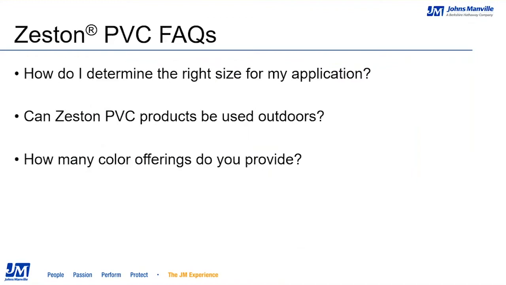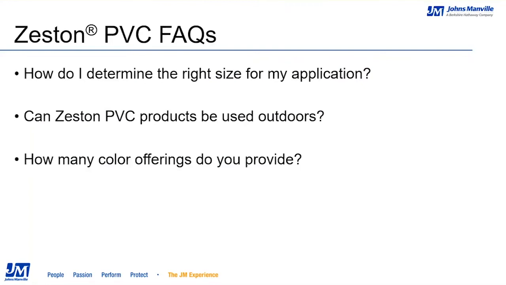Our last FAQ here before we take a look at insulating chilled water systems. First, how do I determine the right size for my application? There's a few options here. If you're using our Zeston PVC fittings alongside our Microlock HP pipe insulation, you'll find the correct PVC size printed on the ends of the pipe sections. Additionally, all of our Microlock HP insulation cartons feature PVC sizing charts to help select the correct size.